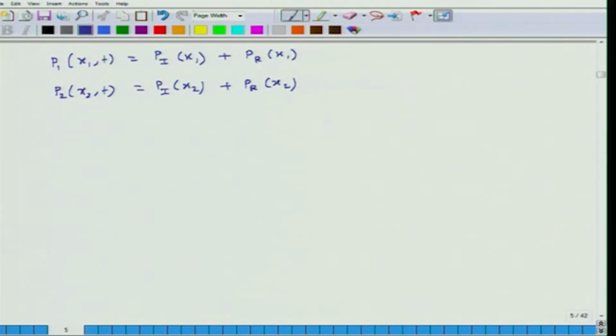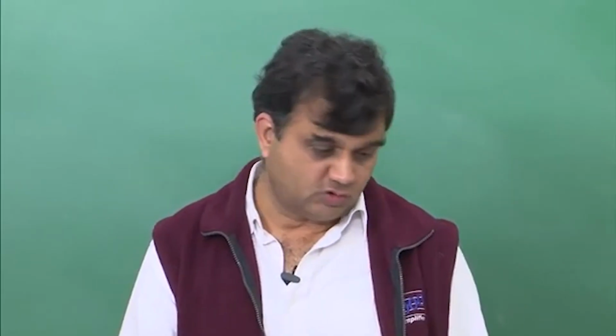Now I define a function h, and this is basically the transfer function. I define it as P2(x2,t) over P1(x1,t). So it is a transfer function between two microphones. My reference microphone here is the first microphone, and with respect to that I am finding the pressure at the second location. Okay?